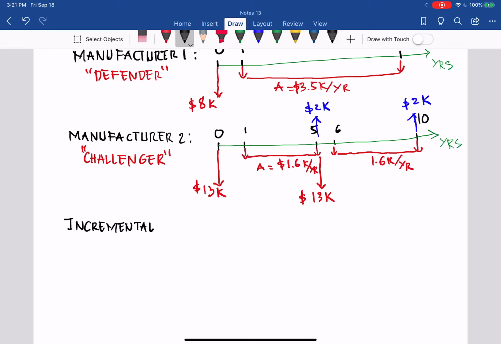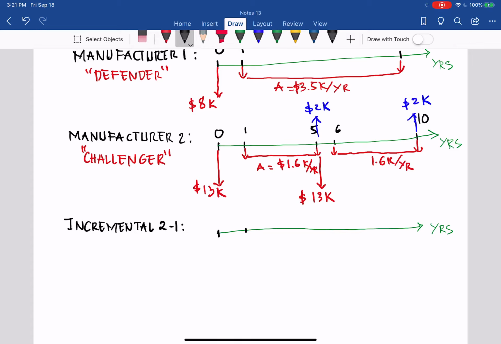And by incremental, we get 2 minus 1. So should I put more money? It means I add an extra $5,000, jumping from 8,000 to 13,000. Should I do that? Do I get more benefit? Here, we just subtract one by one.